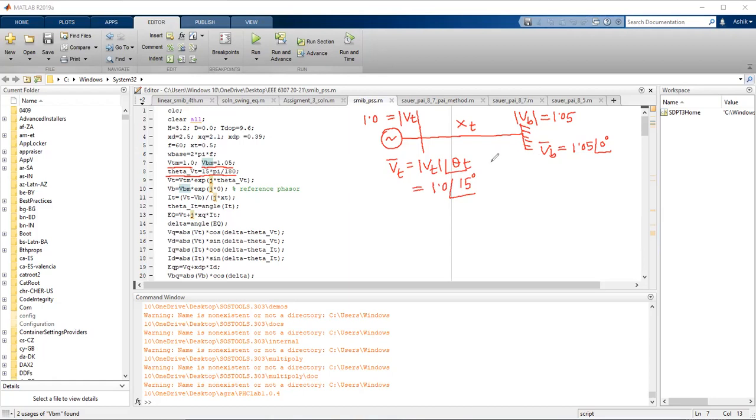Can you solve this? What should be IT now? VT minus VB, so phasor VT minus phasor VB, divided by XT. Something missing. JXT. JXT. So J was missing.